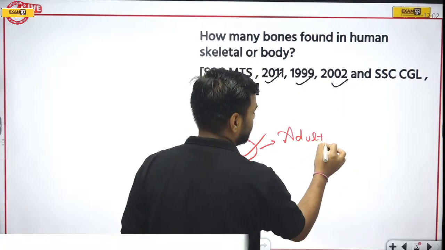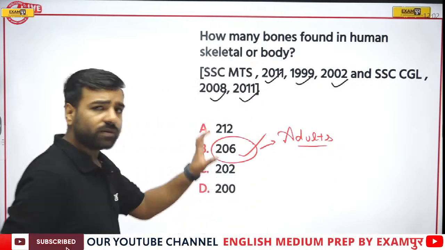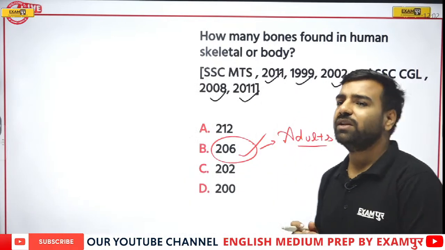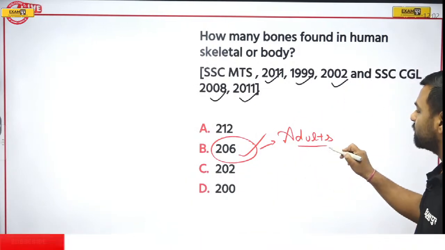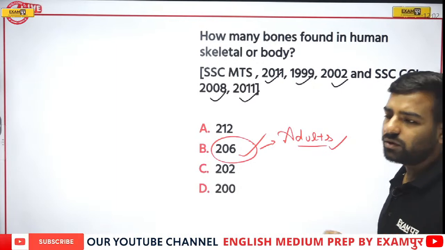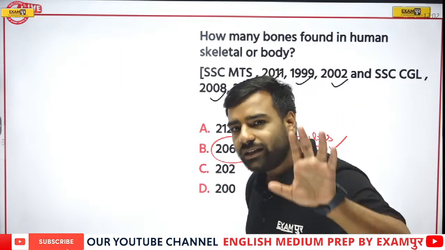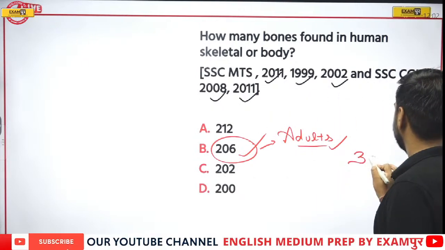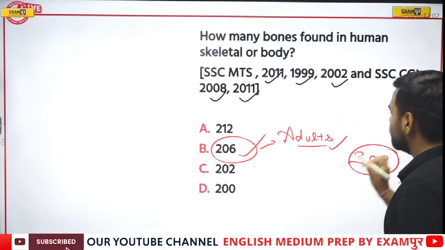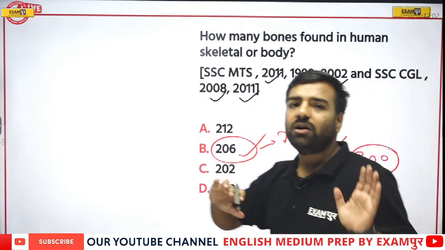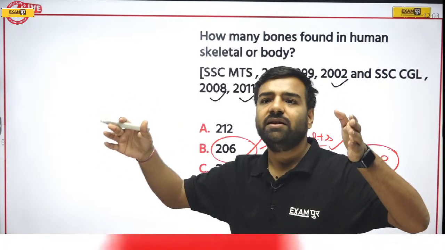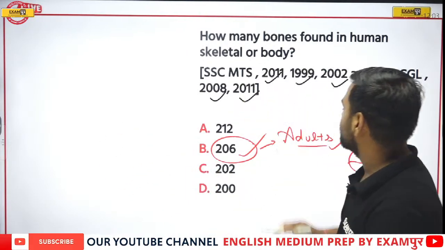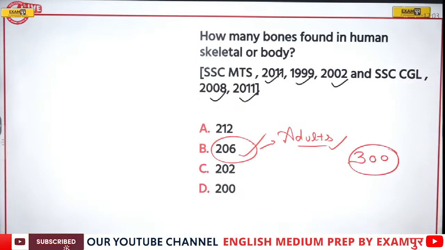Fine. But if I talk about children, here's Omega who has joined us. Yes, you are absolutely correct. The correct answer is 206. It is for adults. But if someone is asking you about a small baby, in that case the number of bones will be 300. So I'm writing here 300. It is actually for the children, because there are lots of bones in a small child which keep on combining, and finally we get 206 bones, and hence option number B is correct.